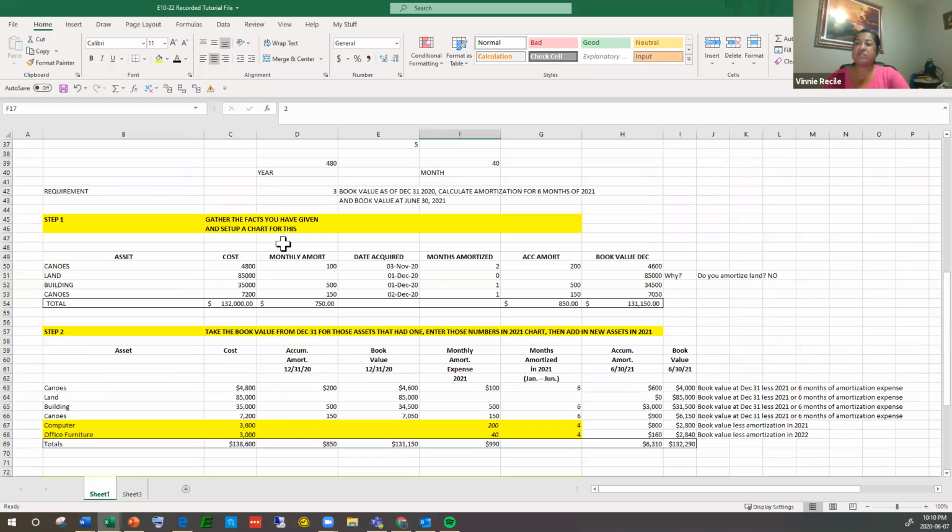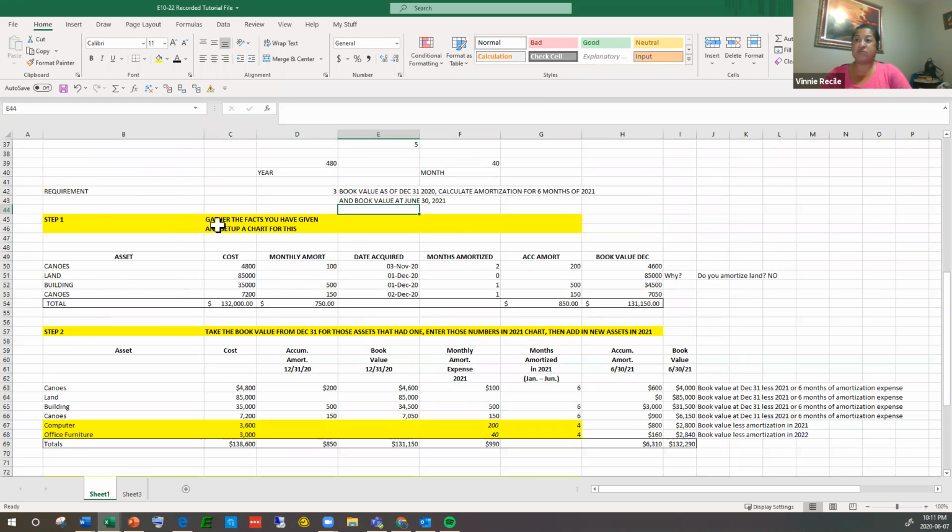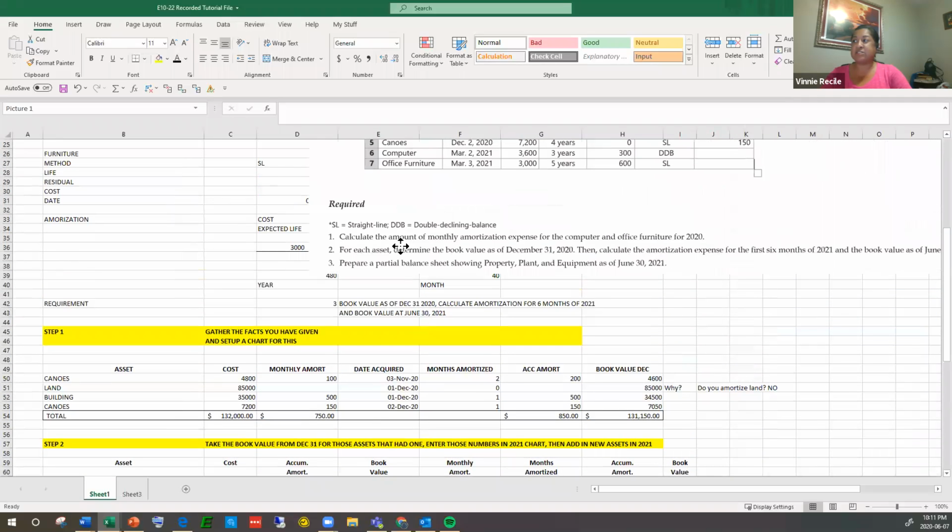So those two requirements are out of the way. Let's get into the more challenging requirement here, which is number 3. The book value as of December 31st, and then the amortization schedule and book values of June 30th. Let's tackle the first one here. The first one is basically for December 31st. So what I've done is set up a chart for this to make it a lot easier. And I've taken the information that they've given to us and then just basically plugged it over.